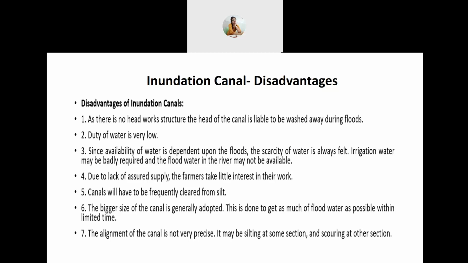Number 4, due to lack of assured supply, the farmers take little interest in their work. Number 5, canals will have to be frequently cleared of silt. Number 6, the bigger size of the canal is generally adopted. This is done to get as much flood water as possible within the limited time. Number 7, the alignment of the canal is not very precise. There may be silting at some sections and scouring at other sections.